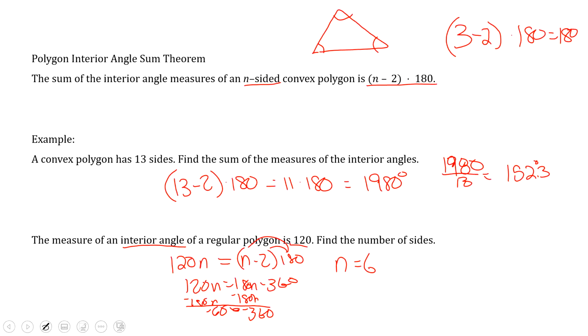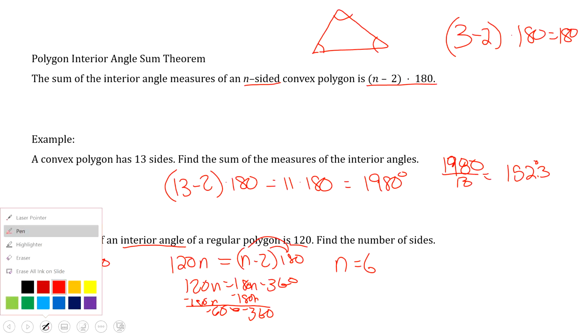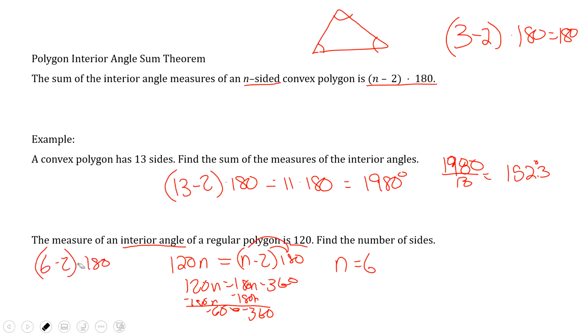If I plug that into my equation for n, I get 6 minus 2 times 180, which is 4 times 180, which is 720 degrees. So it works out. Hope that made sense. There was some messy writing on the bottom there. But just know that if they tell you the inside angle, you multiply that by n, set it equal to n minus 2 times 180, and you can figure out the number of sides of the polygon.